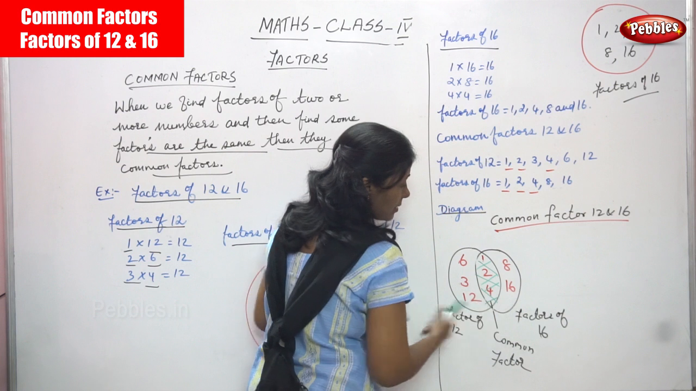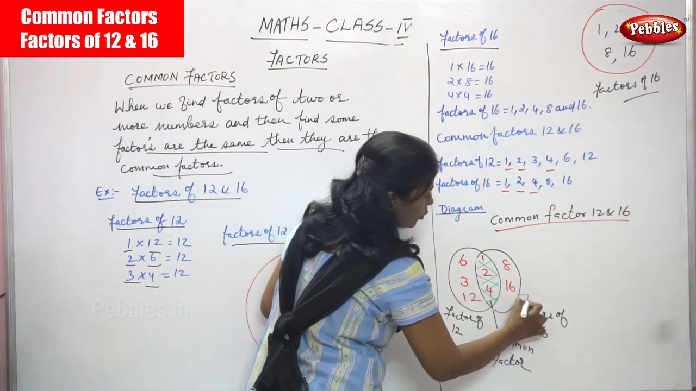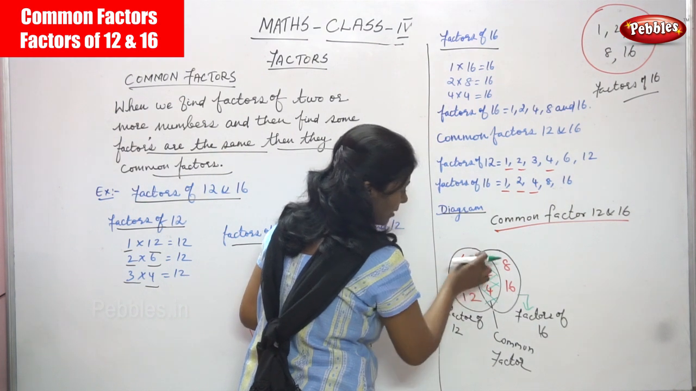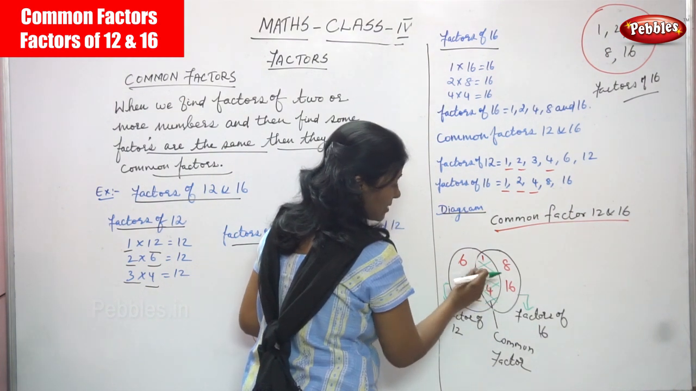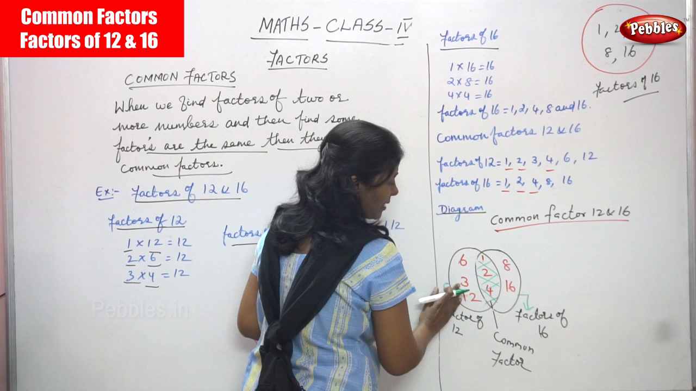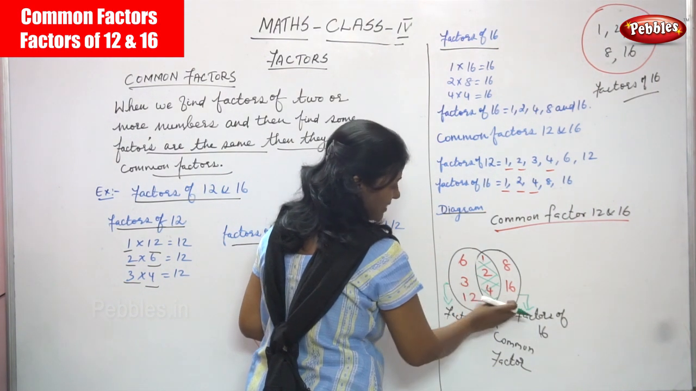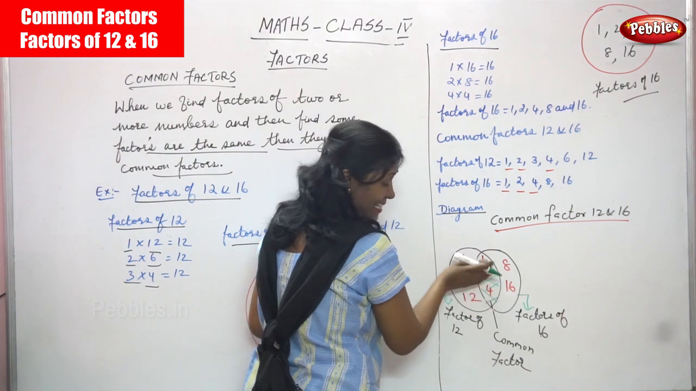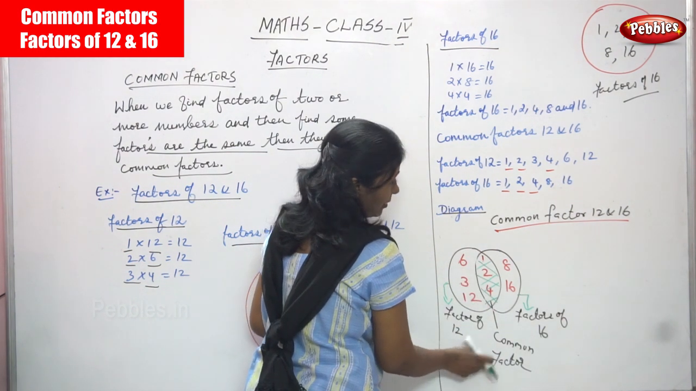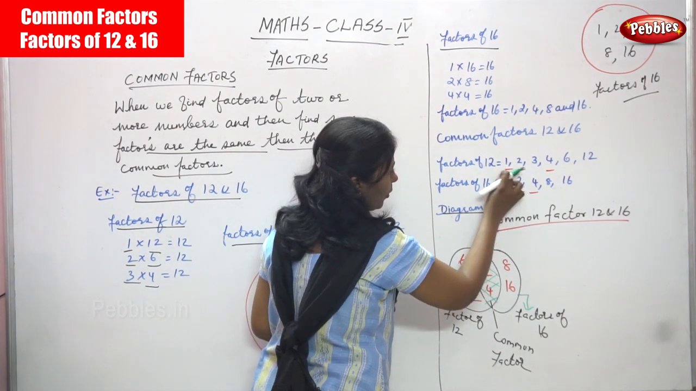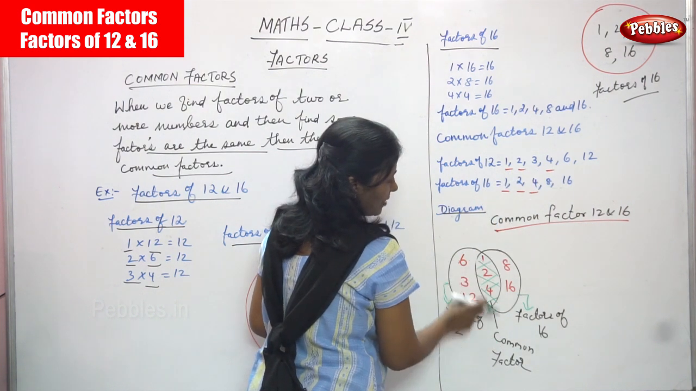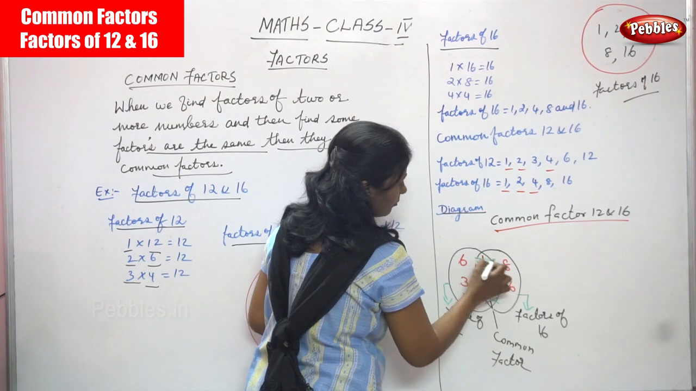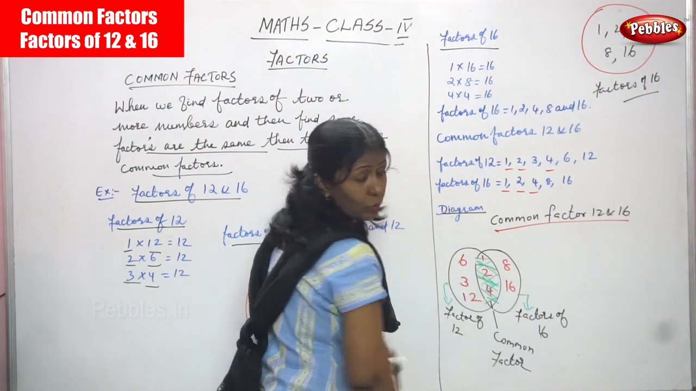So this part is what? Factors of 16, and this part is factors of 12, and the middle part, the center part, is the intersection. So this is one circle, and this is another circle. I've combined them together. This middle part, the intersection part, is called the common factor. So the answer is 1, 2, 4. That is the common factor. So I showed it in a different color. So 1, 2, 4 is the common factor.